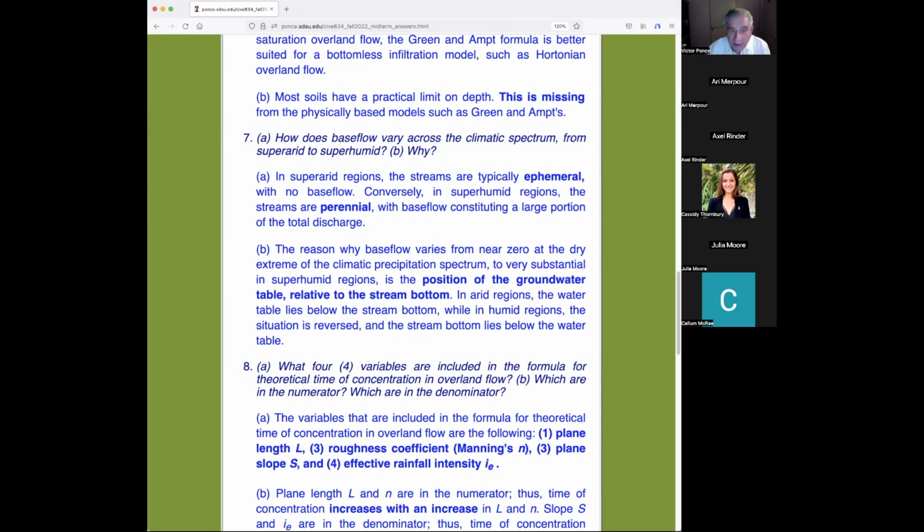Let's take a look. The reason why base flow varies from near zero at the dry extreme of the climatic precipitation spectrum to very substantial in superhumid regions is, and I was looking for this, by the way, very few of you answered this question correctly, or completely, the position of the groundwater table relative to the stream bottom. If the groundwater table is below the stream bottom, you will not have base flow. And if the groundwater table is above the stream bottom, you will. So this means that in the Amazon, the groundwater table is right there on the surface, within a foot.